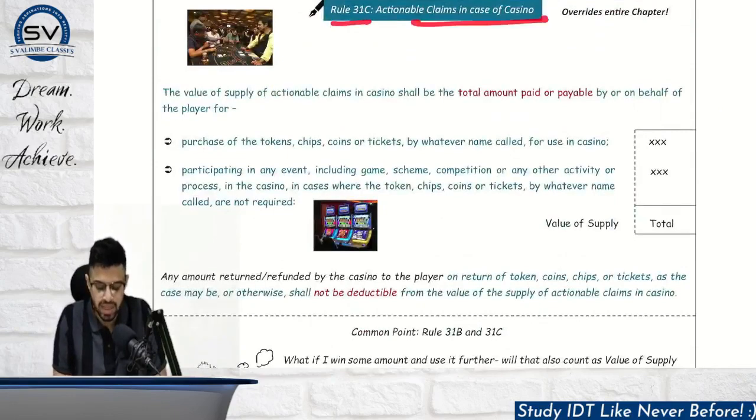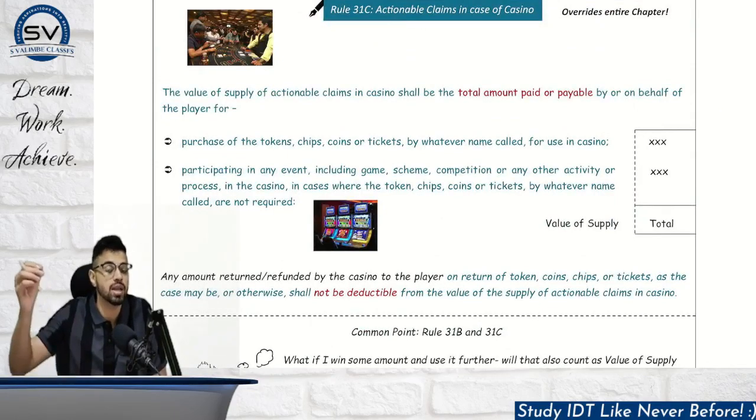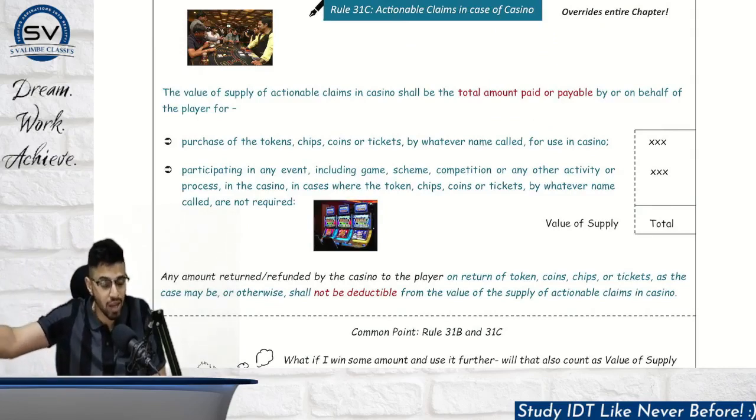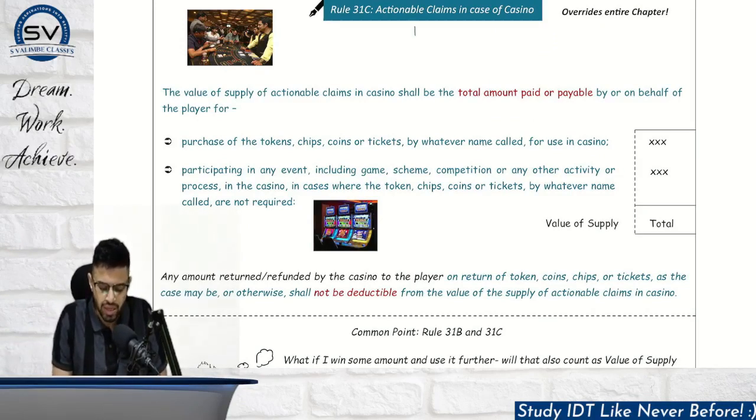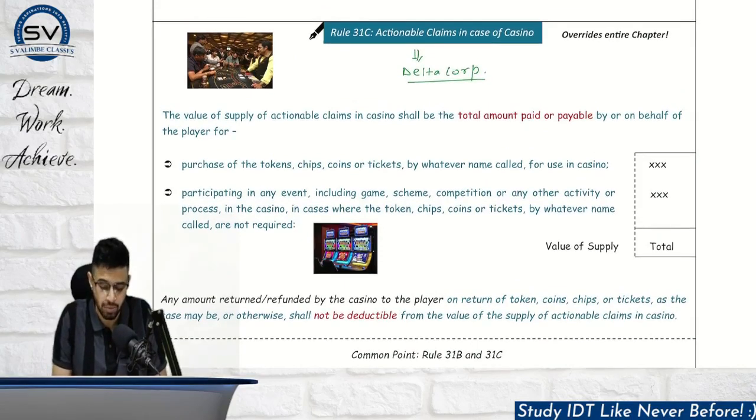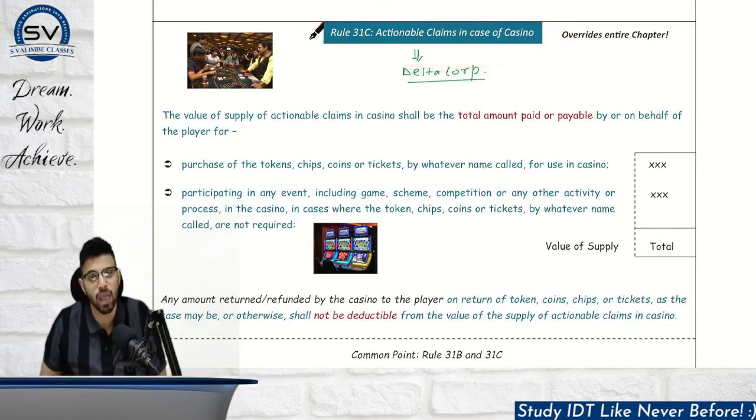Coming to rule number 31C. In case of casinos, we go and we buy chips, we apply our luck in various kinds of games, card games, all that happens. And if you get some time, just do one simple thing, read the case of Delta Corp. Delta Corp is the company which is running almost all of the casinos in Goa. They had a major case and litigation with respect to this issue of actionable claims in case of casinos. The worth of the company was 4,000 crore and it received GST notices worth 17,000 crore. Read that if you get time. It is an interesting case.